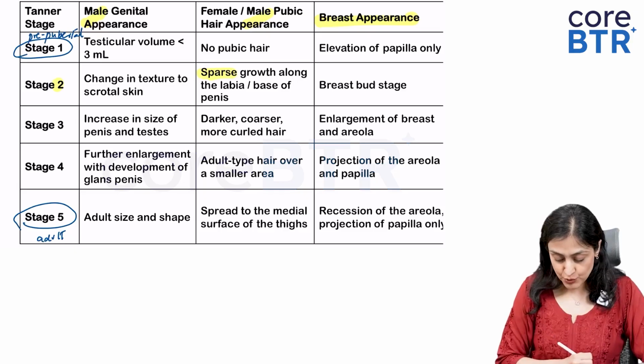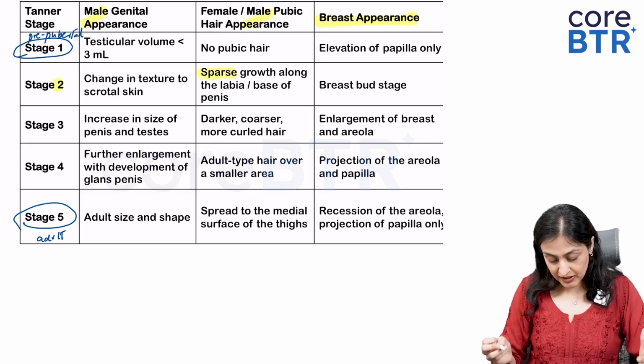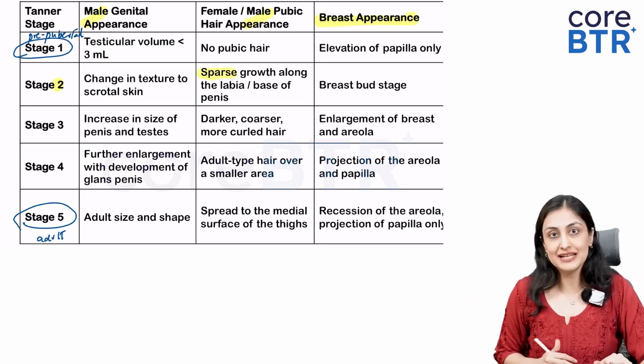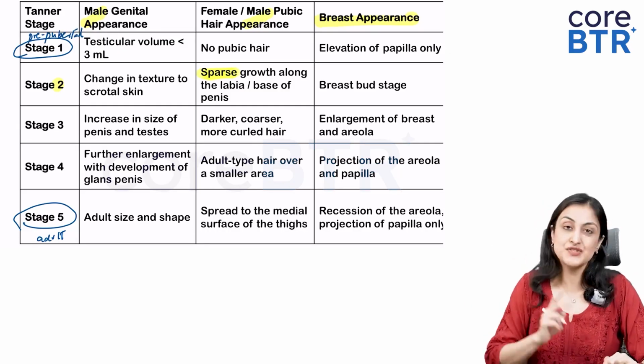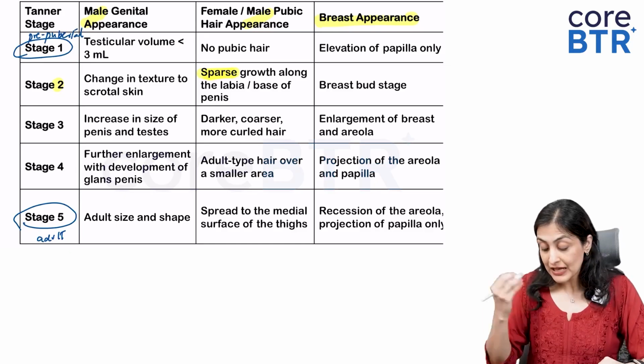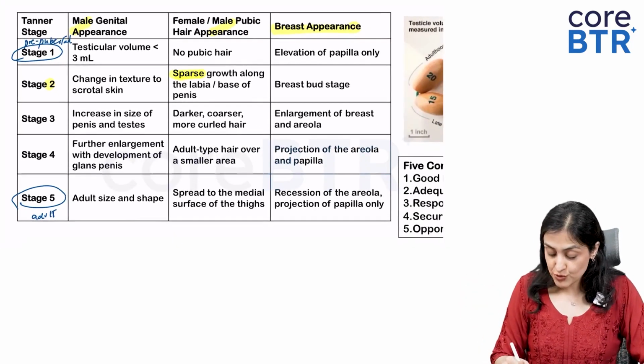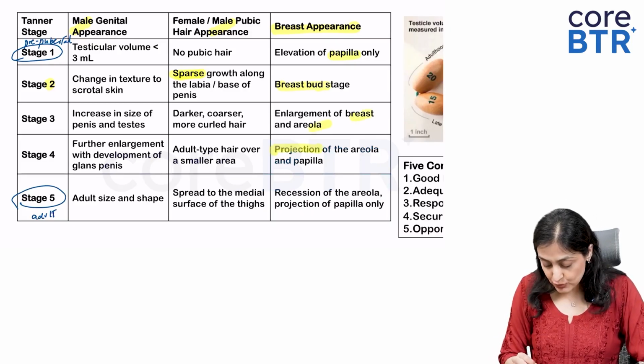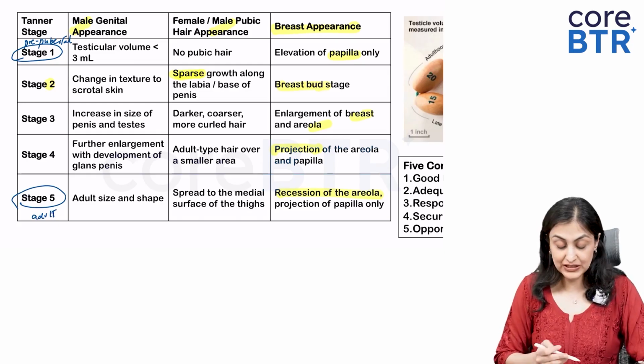Okay, so sparse growth, darker adult type hair in a smaller area towards the medial surface of thigh, it extends. So here buzzword, remember, sparse hair is stage 2. Then breast appearance, first you have papilla elevation, breast bud, then you have both breast areola enlargement, then projection, and then recession of the areola.